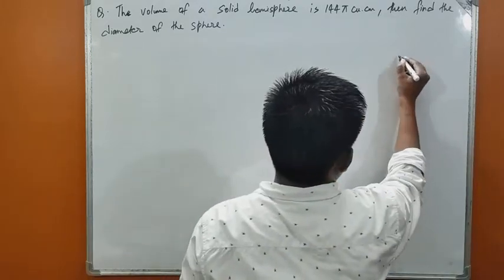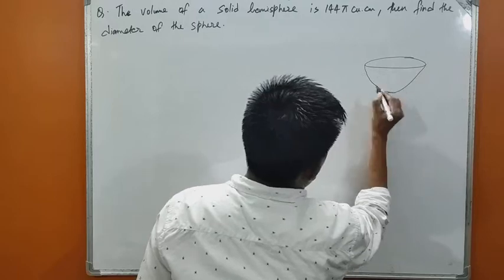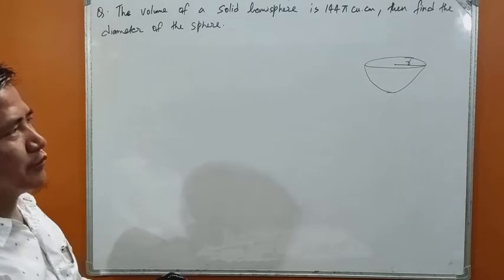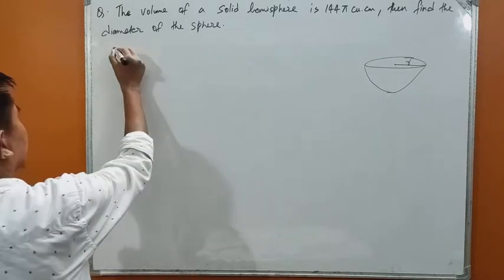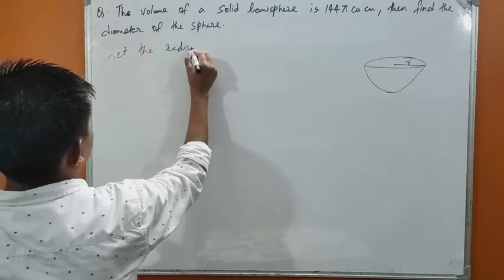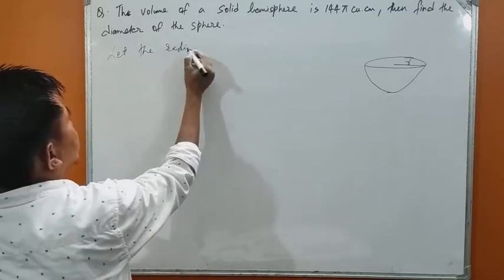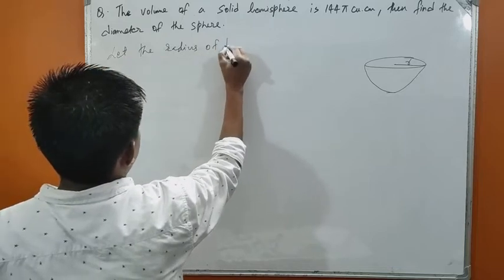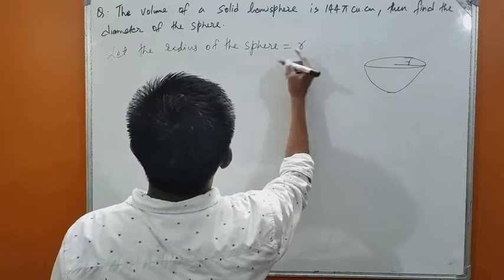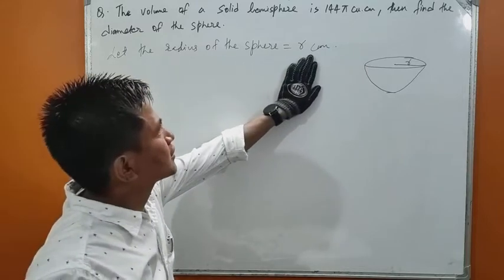So this is a hemisphere, half ball, and the radius is r. I'm supposing the radius of the hemisphere is r. Let the radius of the sphere or the hemisphere, the radius will be the same for sphere and hemisphere, be r centimeter.